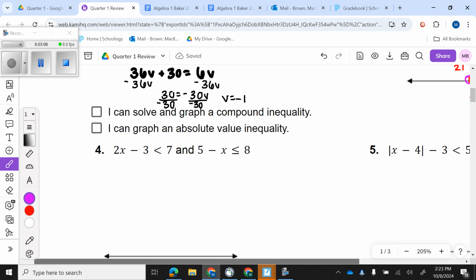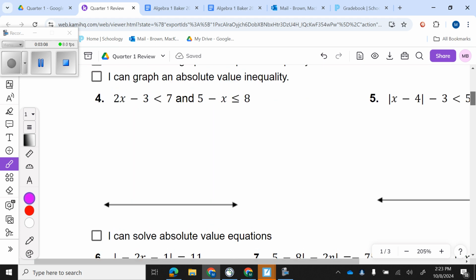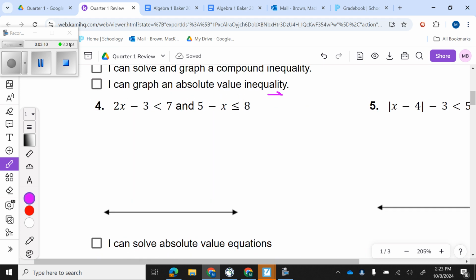Looking at number 4, this is an "and" inequality. So when I graph them, they should be going towards each other. I'm going to solve both of these and then graph them on my number line. So I'm going to add 3 to both sides, and I'm going to have 2x is less than 10. I'm going to divide both sides by 2, and I'm going to have x is less than 5.